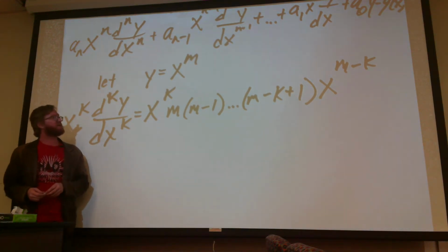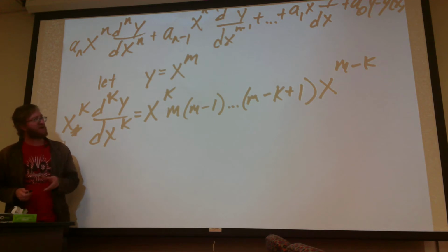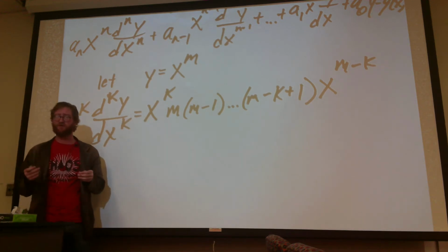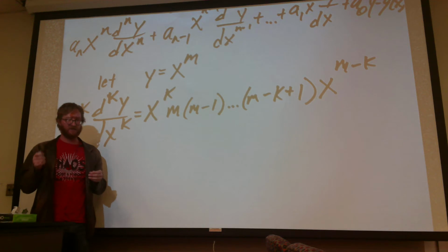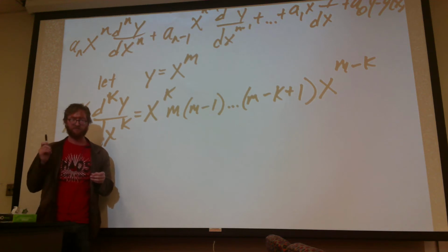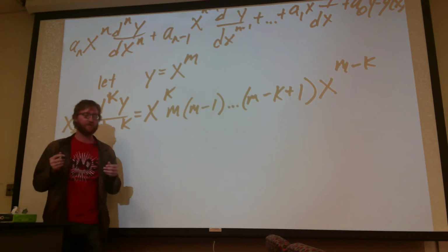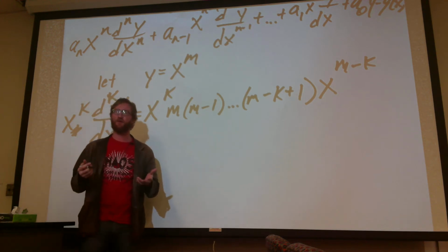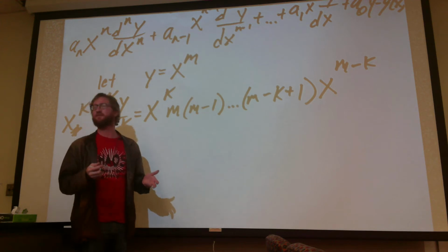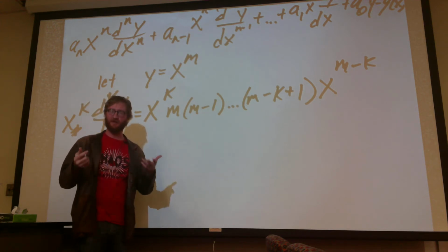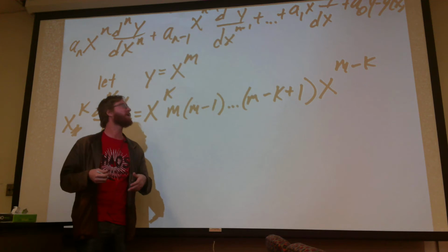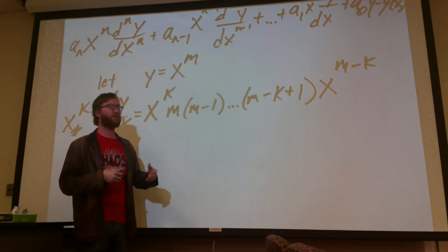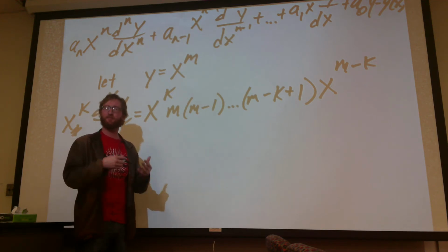But the terms that are getting spit out, why is it m minus k plus 1? Think about this. When we do the first derivative, it just spits out an m. When I go to the second derivative, that's going to be m times m minus 1, and then x to the m minus 2. So the second derivative gives you m minus 1, and then x to the m minus 2. So that's why we have a k plus 1, because it's spitting out the previous terms.